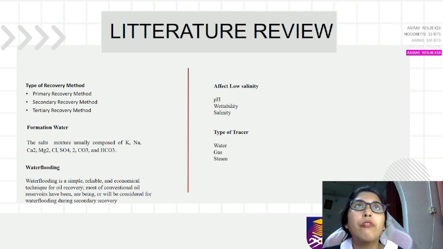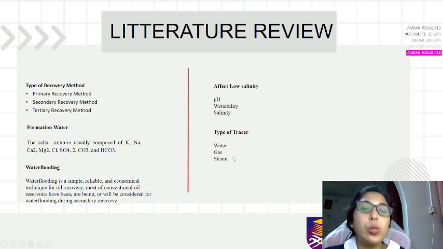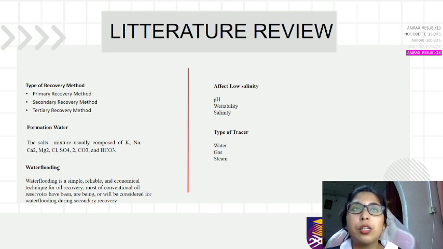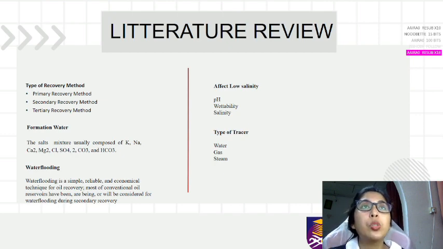Then we cover the effect of low salinity, which involves pH, wettability and salinity. When using low salinity water, which has less salt, the oil recovery is much higher. For the types of tracer, there are three types: water, gas and steam tracers. The water tracer is soluble in water, the gas tracer is soluble in gas, and the steam tracer is soluble in steam.